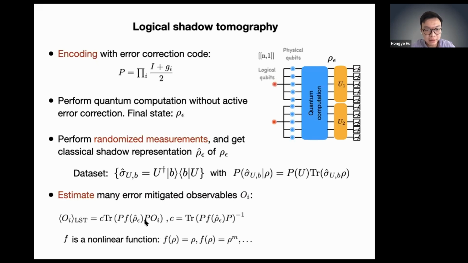Moreover, we can use the same data to raise rho to the mth power and achieve the effect of virtual distillation without the need for many copies. So by utilizing randomized measurements, it seems we can predict many error-mitigated properties of rho. One may ask, what is the sample complexity compared to the subspace expansion?